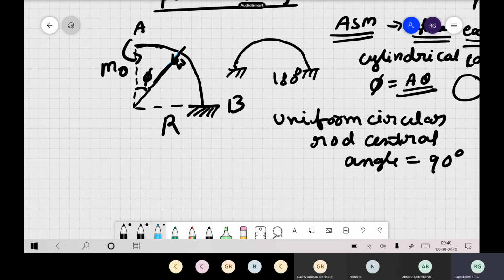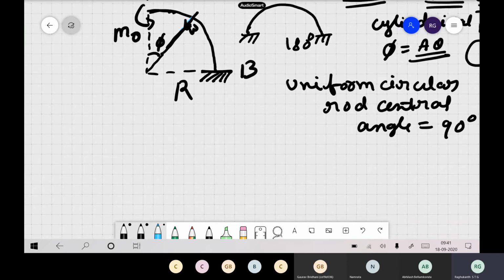And now we have to find out the bending moment in this arch. There is no load, it is only subjected to some kind of constant bending moment. So what's the bending moment in the arch? You have only M0, you followed, right? There is no load on this arch. Constant throughout, and it is equal to M0 itself.